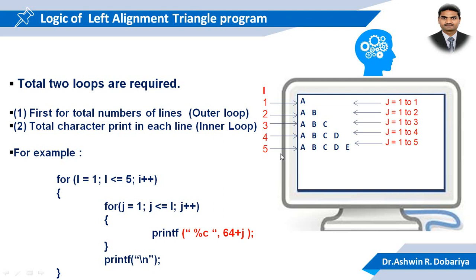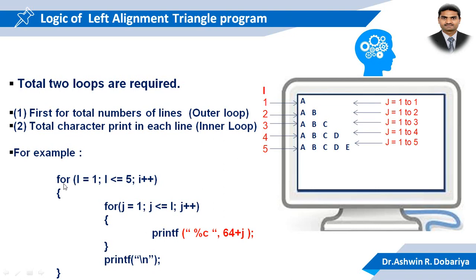One thing I want to tell you, friends, is that this kind of triangle can be displayed in many different ways. In the practical, at the end of this presentation, I will explain two different ways to write the logic of this program. First let me discuss the first method, how we can display this kind of left aligned triangle. First we have to think of two loops. First the outer loop: how can we set it according to the number of lines? Total 5 lines we want to print.